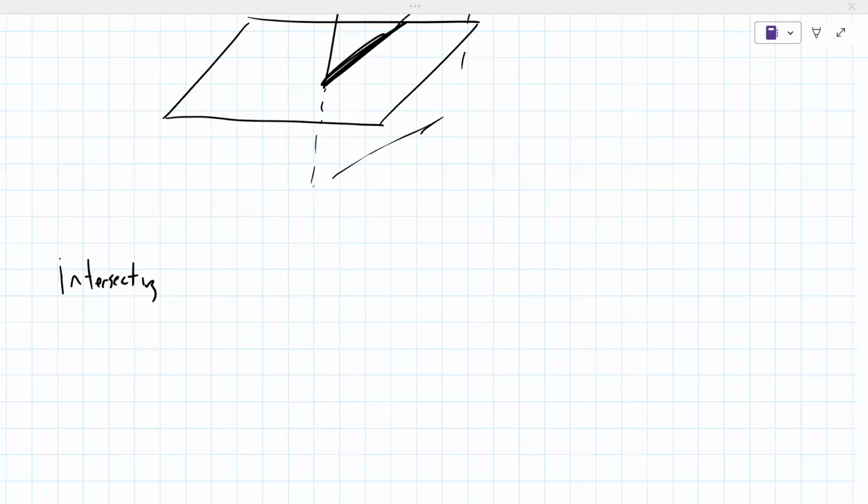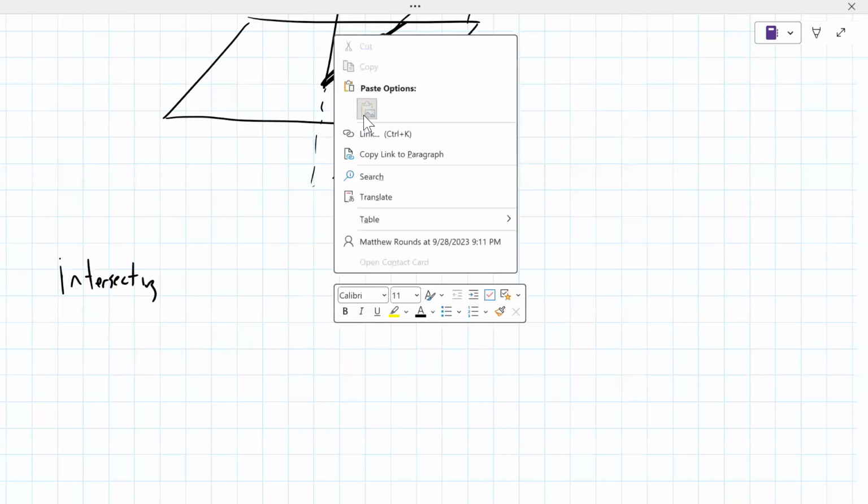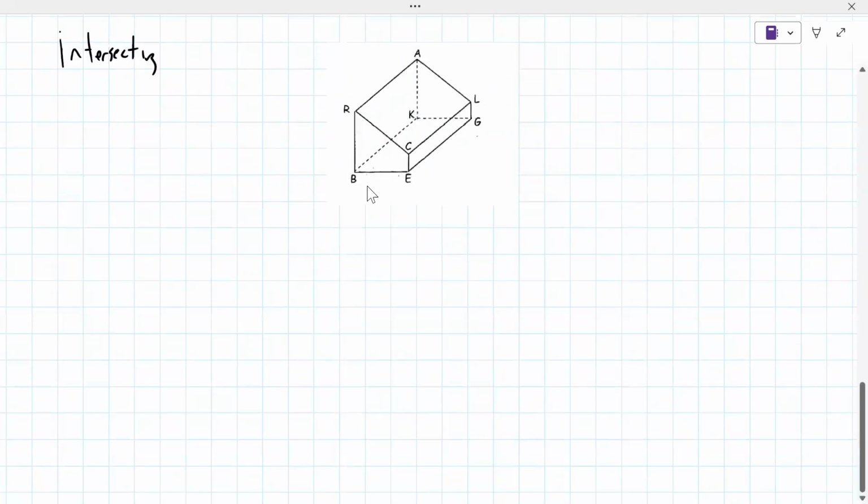No, just as much as we can in the time that we have. Okay. So do you see how RC, if you were to extend RC and extend BE, they would hit? Yeah. Those are intersecting, even though they don't necessarily hit in the drawing. If they continue, then they are intersecting.